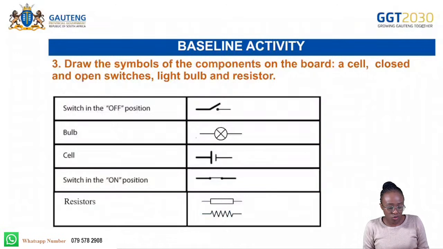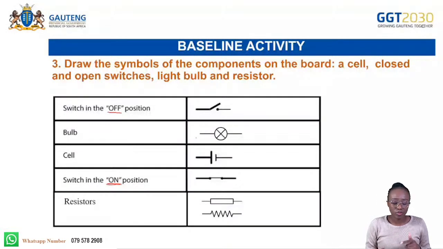The open switch, or the switch in the off position, will have a gap. A bulb is a circle crossed in the middle. A cell is one long line and one shorter line. A switch in the on position means it is closed, the gap is closed. Then resistors: a rectangle or a zigzag. With different textbooks, you will see different representations of resistors, so that's why I added both symbols. Okay, now take 2 minutes to copy down all these symbols.